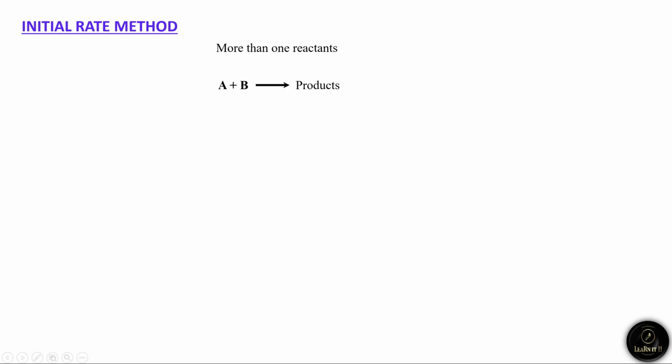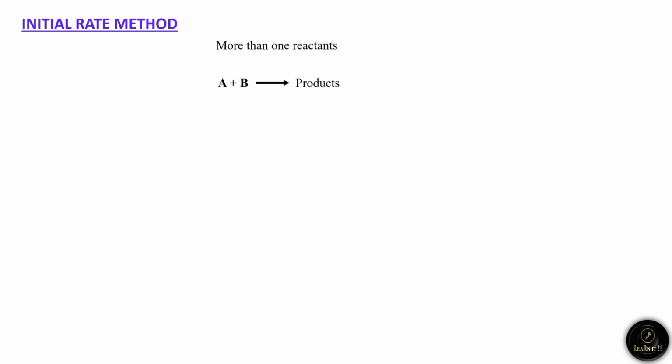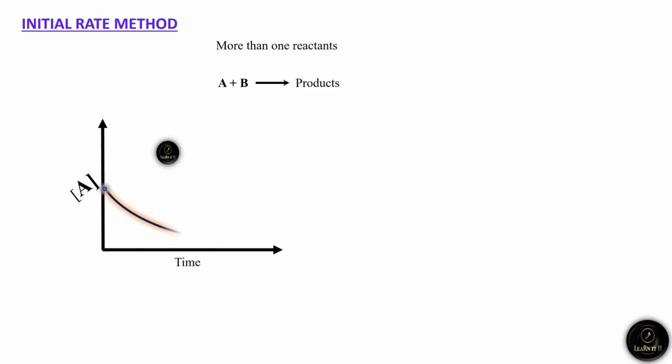Consider a hypothetical reaction in which there are two reactants A and B which are reacting to give products. Consider we are going to keep the concentration of the reactant B constant, and we are determining the change in the initial rate with respect to the concentration of reactant A. Keeping the concentration of the reactant B constant, the concentration of A versus time graph is plotted.